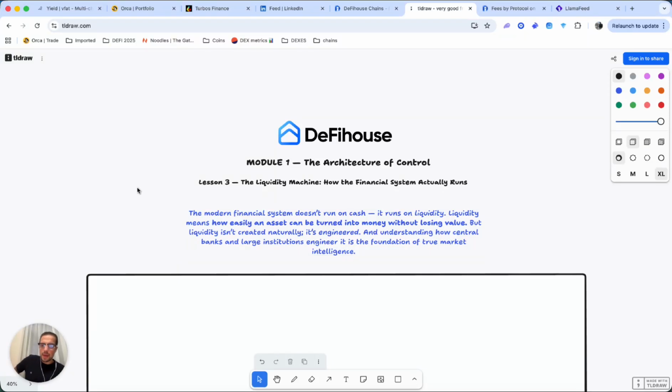Alright, welcome back. Continuing our module 1, the architecture of control section, and this is lesson 3, the liquidity machine and how the financial system actually runs. So, the modern financial system doesn't run on cash as people think. It runs on liquidity. Liquidity means how easily an asset can be turned into money without losing its value.